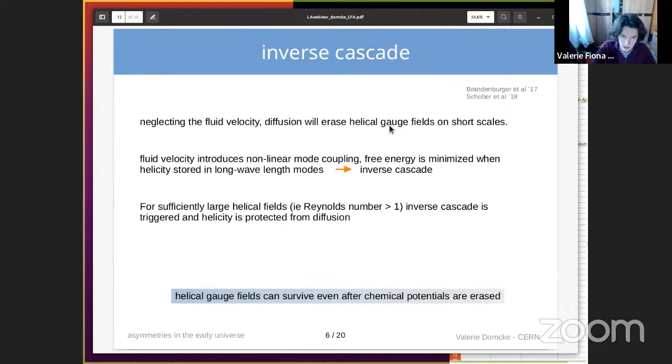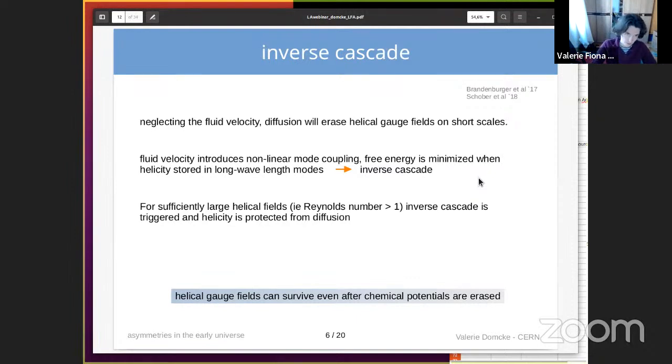Okay, this is now a very hand-wavy argument, but people, in particular these authors here, have simulated this in great detail on the lattice, where of course you can account for all these nonlinear interactions. And this is indeed what they find. They find that as soon as your magnetic fields are above a certain threshold, which in turn triggers a large fluid velocity, this inverse cascade is triggered, and the helicity is pushed to very large scales, which means it's protected from diffusion, because diffusion was only efficient at small scales.